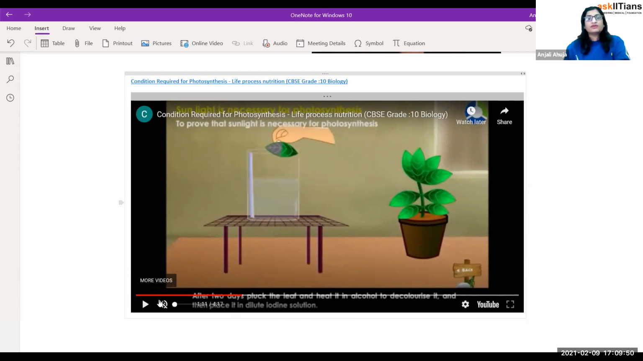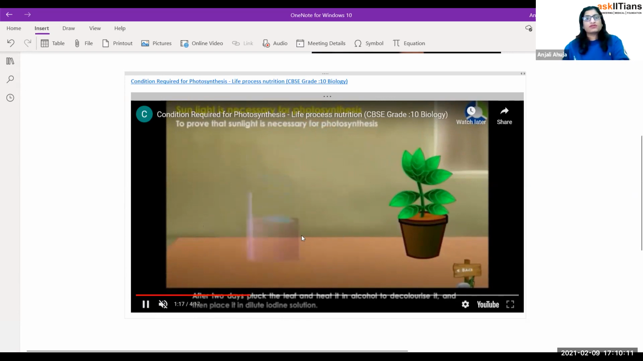They are putting it into the dilute iodine solution. Why are they putting it into the iodine solution? Because when photosynthesis happens, starch is formed, and iodine is a clear indicator of starch, if you don't know. That's why they're putting it into the iodine solution. Into the iodine solution, alcohol is there too, and they're heating it up so that it can be decolorized.